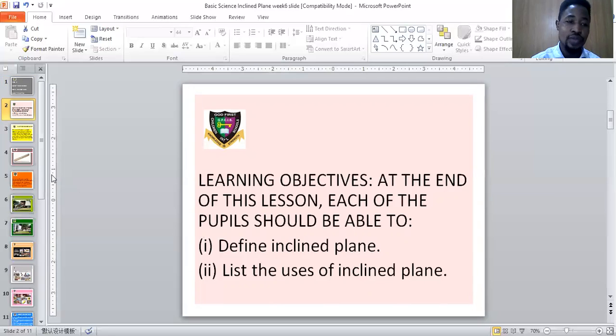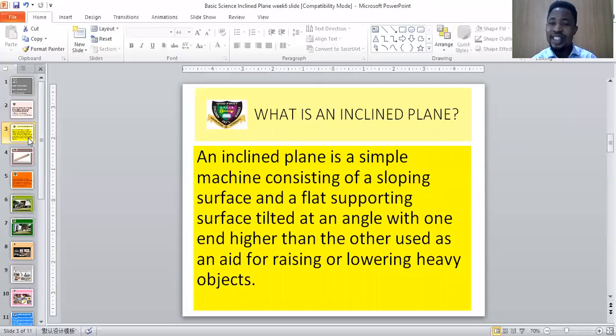So let's go into the class in details. All right, so what is an inclined plane? Do not fidget, do not fear. It is not a big word. Inclined plane. When something is inclined, that means it's sloping. Let me give you an example. You know your right angle triangle. Your right angle triangle is an example of an inclined plane. I'll tell you why it is so.